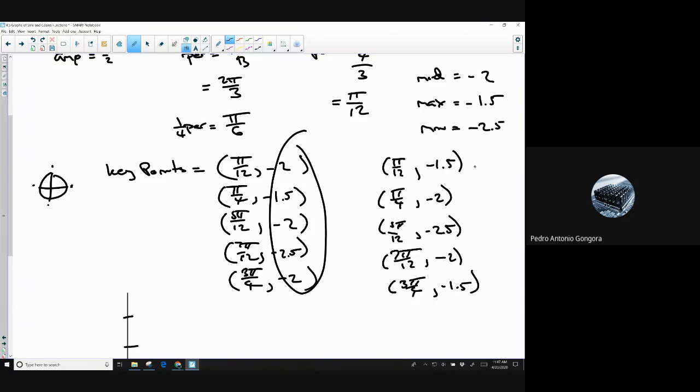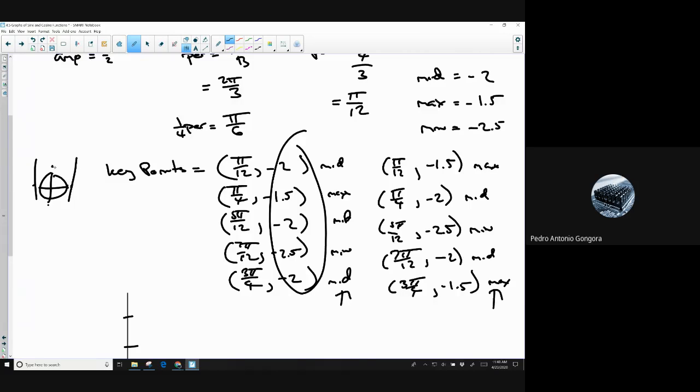So this would be max, mid, min, middle, max, as opposed to middle, max, middle, min, middle. And again, you could try to remember this pattern, but I feel like just drawing a little circle like that for you and thinking, okay, y coordinate, that's the middle, top, middle, bottom, middle. x coordinate, x, left and right.